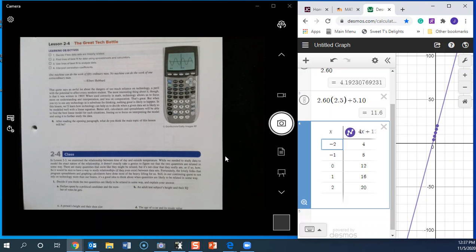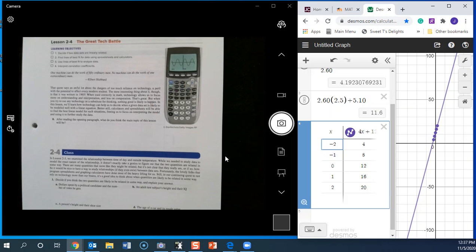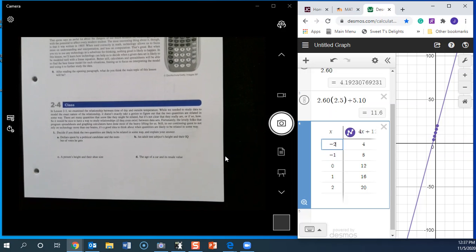Okay, now getting back to section 2.4. We'll go down here to the bottom.